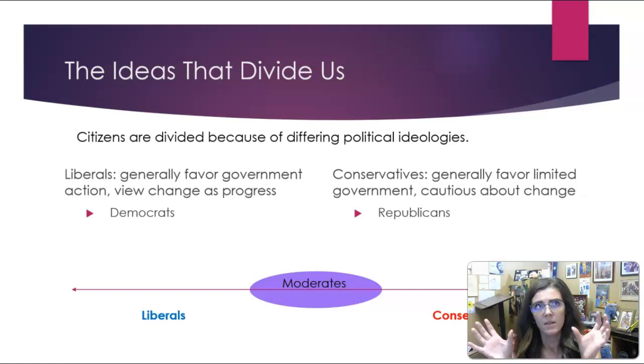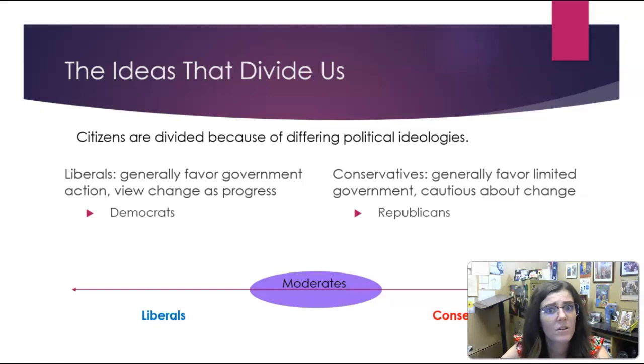But those descriptions also tell us how they feel about policy. So if we know that liberals generally favor government action, then we also know that government action takes a lot of money, and so liberals are going to be more supportive of higher taxes. Conservatives, on the other hand, generally favor a limited government that doesn't have a lot to do with society, and so because of that, government doesn't need money, so they favor low taxes.